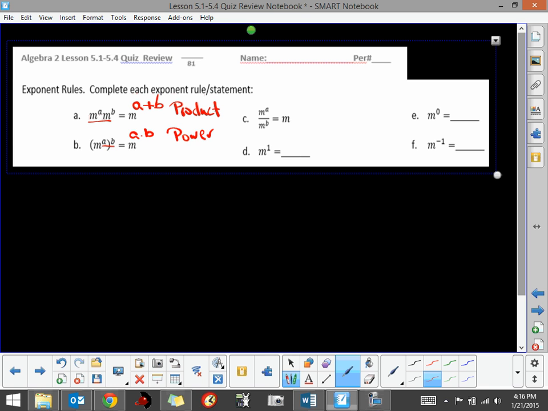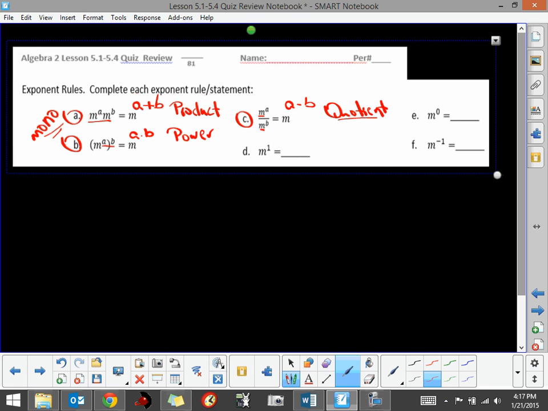A third rule that we have is when we have like bases, like m to the a divided by m to the b, we can subtract their exponents. So m to the a divided by m to the b is equal to m to the a minus b, and that was called our quotient rule. Okay, so those are the three big ones on monomials. If you notice, each of these, A, B, C, are all rules on monomials. So we want to apply these only to monomials and not go into binomials with them.